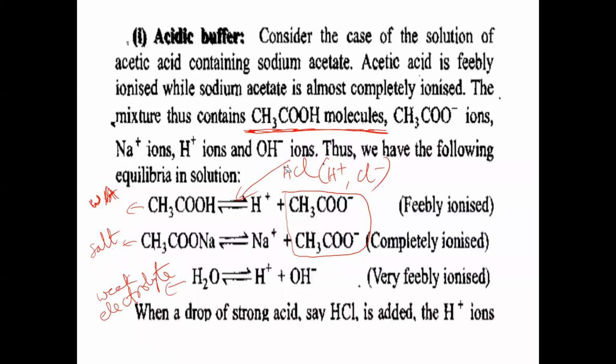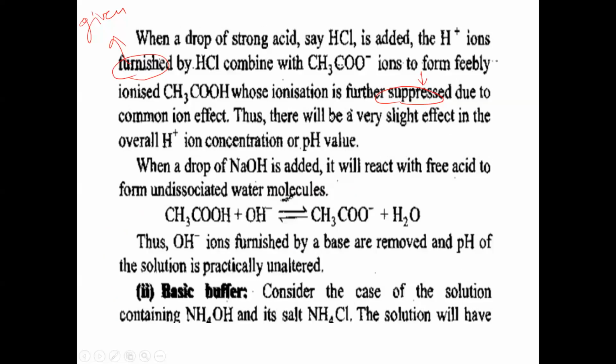So when acid is added to acidic buffer, this total mixture is what? Acidic buffer. When acid is added to acidic buffer, what happens? The concentration of acid will increase. That point keep in mind. We'll discuss it. Next, thus there will be a very slight effect in the H plus ion concentration and also pH value.